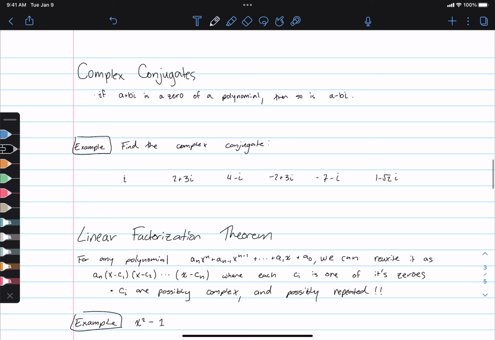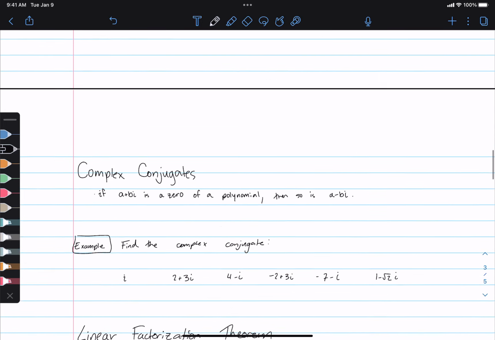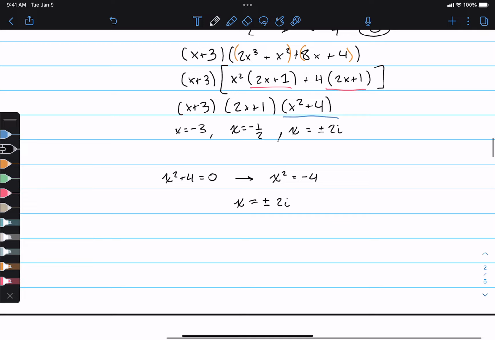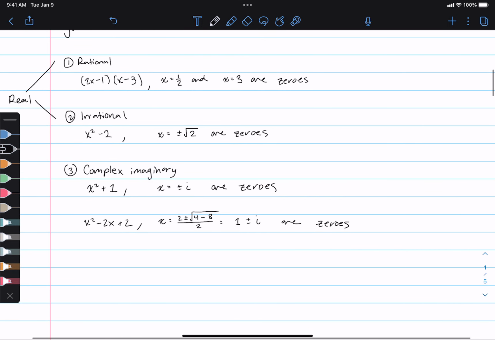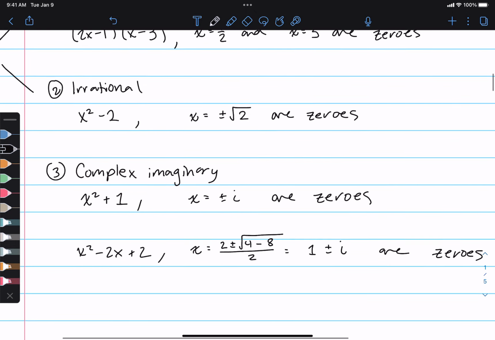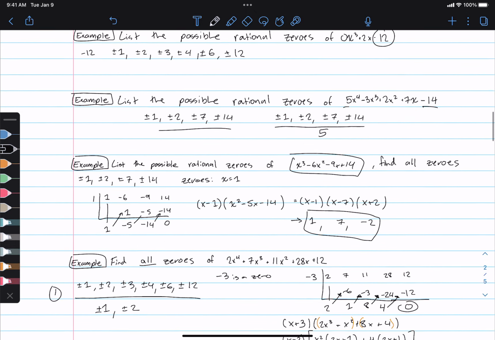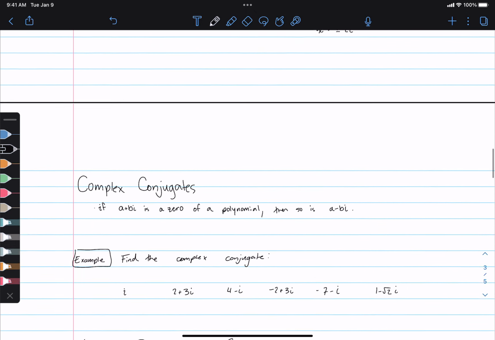So our next topic is going to be complex conjugates. So if a plus bi is a 0 of a polynomial, then so is a minus bi. And this is always true. And you can see it here, x equals plus or minus 2i. Or in this one up here, where we have 1 plus or minus i. Anytime you see an imaginary 0, it comes with a pair.